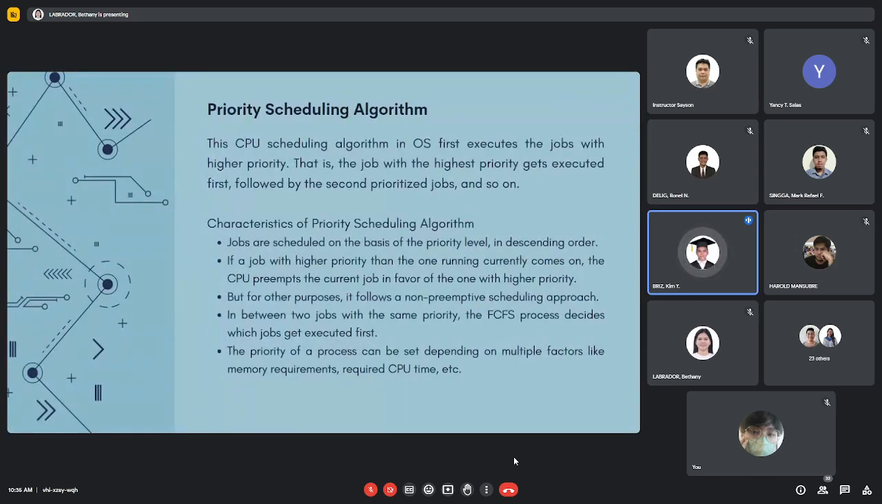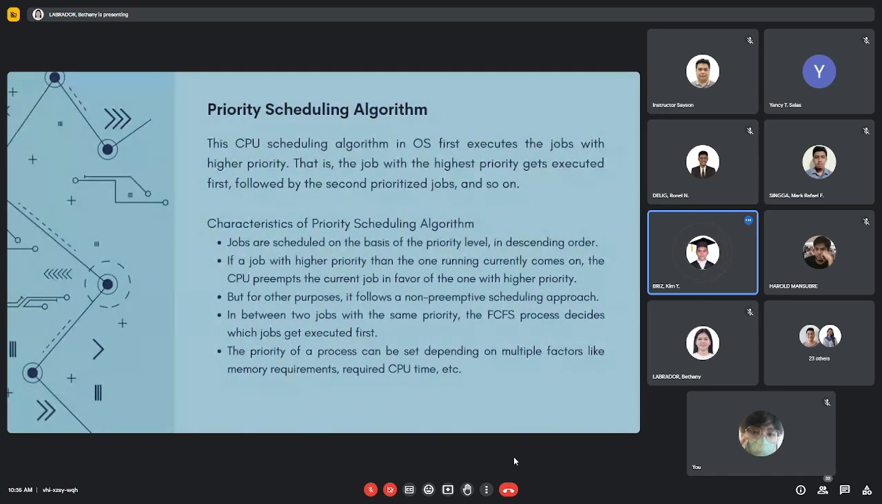So another type of scheduling algorithm is the priority scheduling algorithm. This CPU scheduling algorithm in OS first executes the jobs with higher priority. That is, the job with the highest priority gets executed first, followed by the second prioritized job, and so on. So in short, we can say that they are sorted or organized based on the level of their importance.